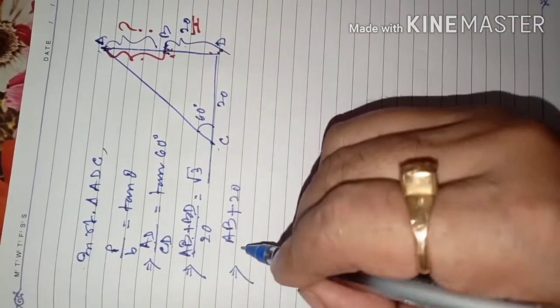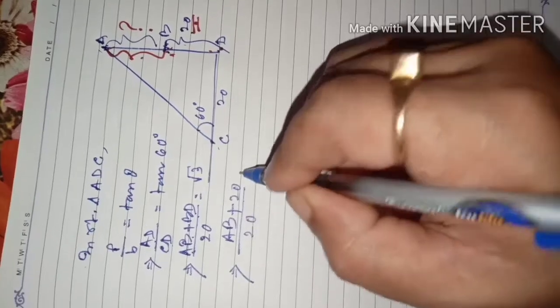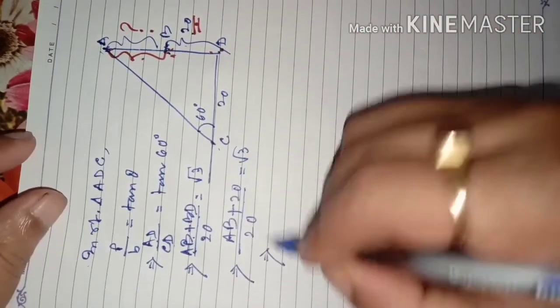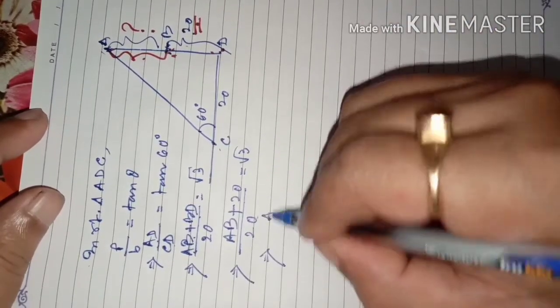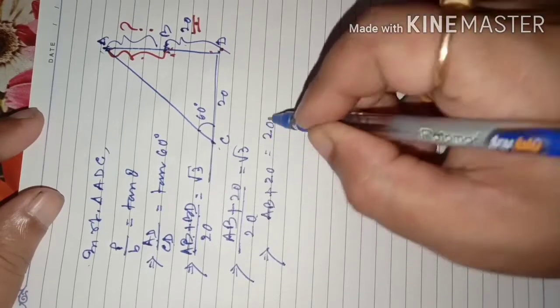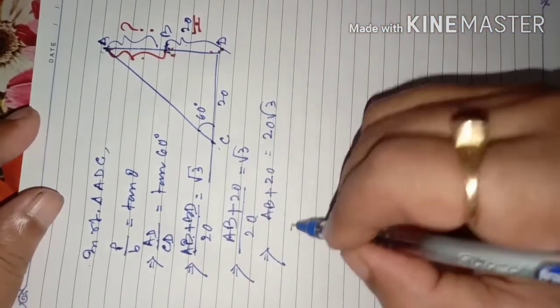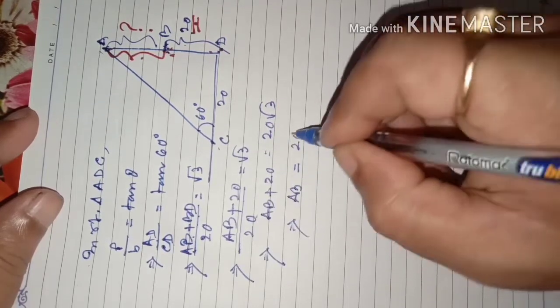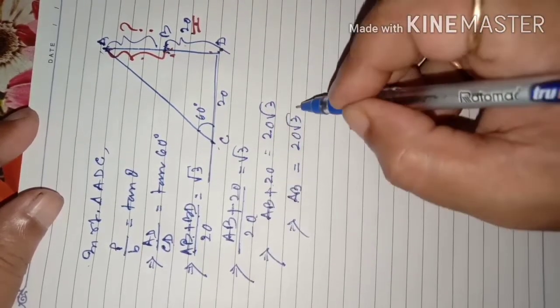Divided by 20 is equal to root 3. So if we cross multiply now, 20 into root 3, 20 root 3. So it will be AB plus 20 is equal to 20 root 3. So from here AB is equal to 20 root 3 minus 20.